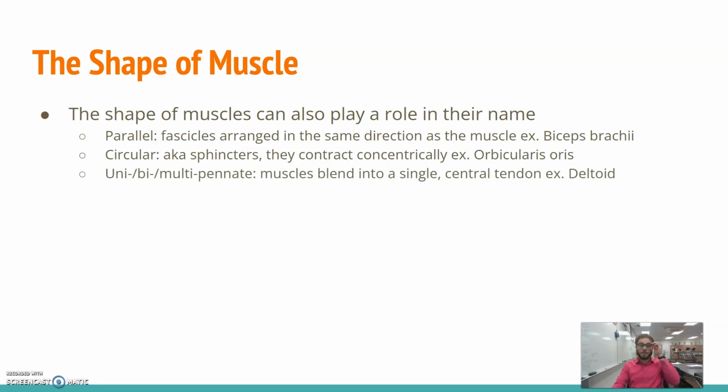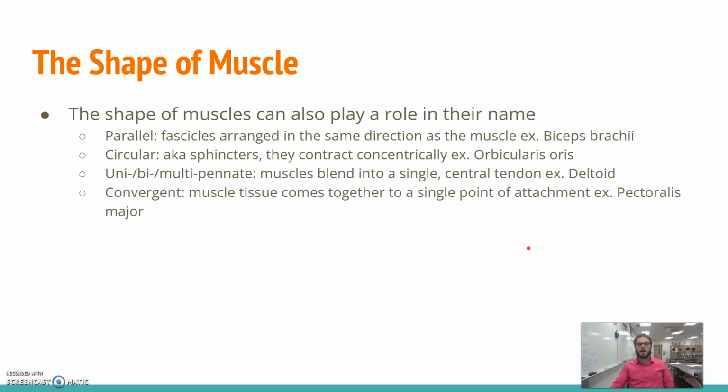You have your pennate muscles, so the unipennate, bipennate, and multipennate muscles. These are going to be muscles that blend into some sort of central tendon. Unipennate muscles are going to have all the muscle tissue on one side of the tendon. Bipennate are going to have the muscle tissue on two sides of the tendon. And multipennate are going to have the muscle on multiple sides of that central tendon. So for example, your deltoid muscle is going to all blend into a central tendon on that deltoid tuberosity.